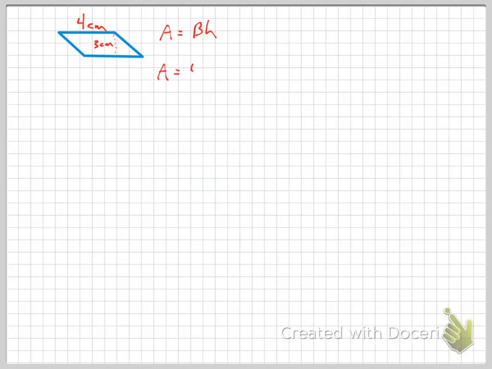So then the base is 4. So area equals 4 times, what's the height? 3. I've told you what the height is. 4 times 3, which is 12. So the area equals 12 squared centimeters. Area equals 12 squared centimeters.